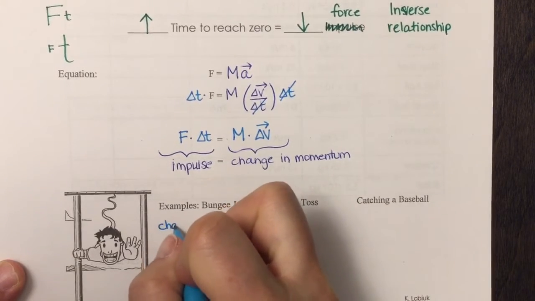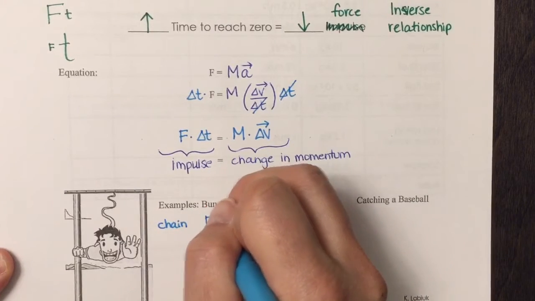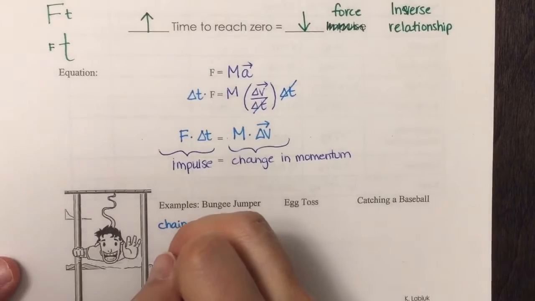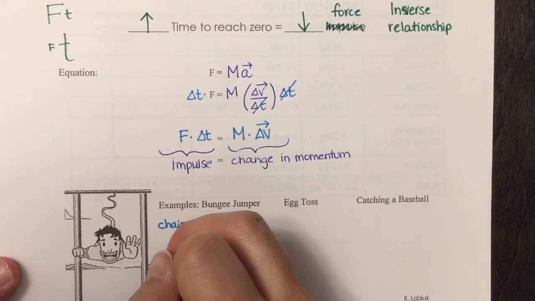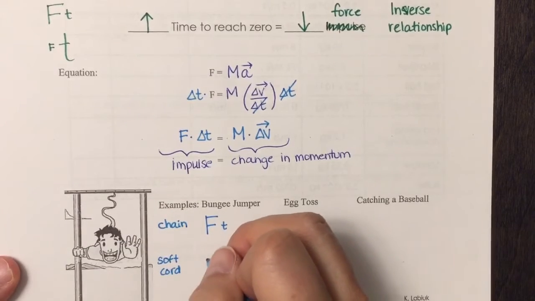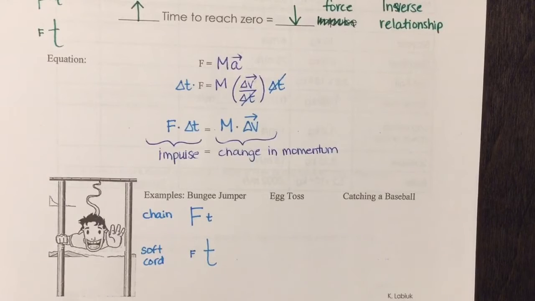Because if we used a chain, when we hit the end of the chain, we would experience a very large force over a small period of time. That would not be very fun. But if we have the soft cord, we're going to experience a small force over a long period of time, because that cord is going to stretch and let us bounce so that we slow down over a longer period of time.